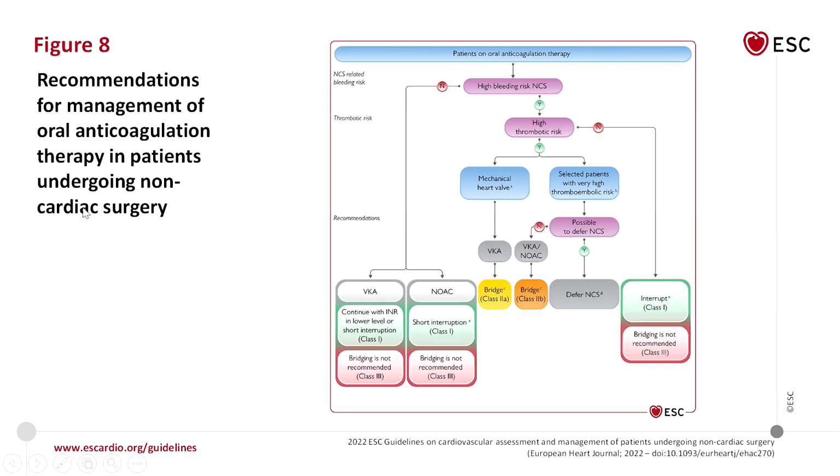So regarding oral anticoagulation, they say that if the patient does not have high bleeding risk, we can continue the VKA with a low level of INR, or we can interrupt the NOACs for a short interruption, but bridging is not required. We can continue the medications until one day before with a lower dose of VKA, or a short interruption of the NOACs without bridging. But if the patient has high thrombotic risk, like a mechanical valve or very high thromboembolic risk, then we can think of bridging therapy. So class 2A and class 2B recommendations are there.